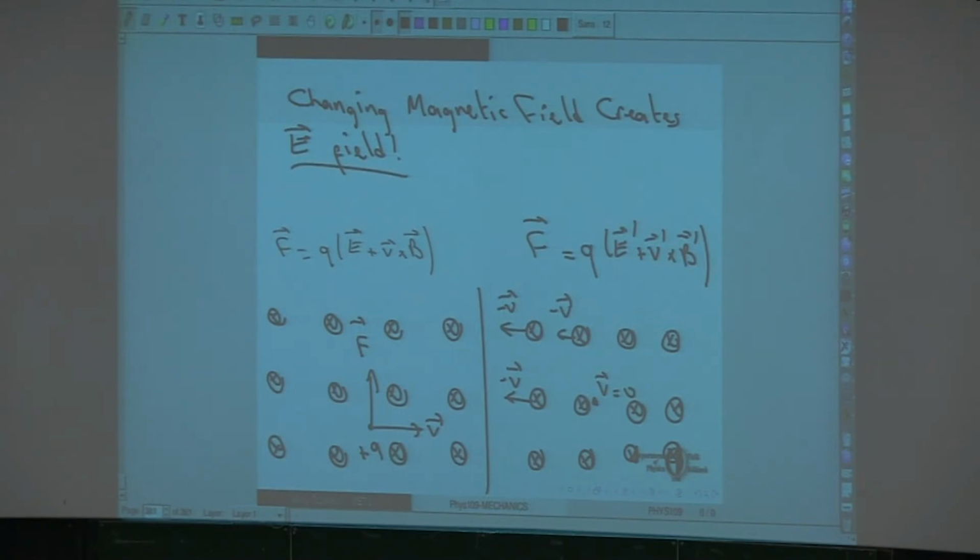reference frame. But the change in the mechanical energy is always equal to the work done by other forces. This equality always holds in every reference frame.